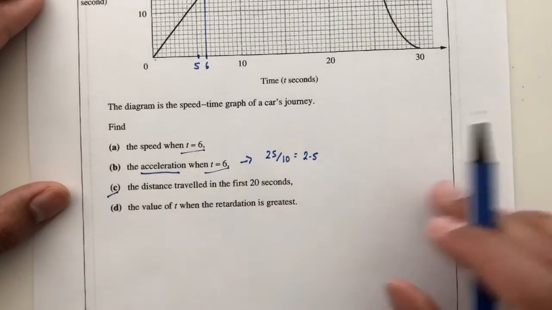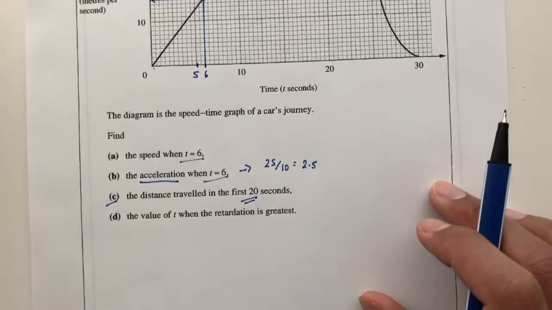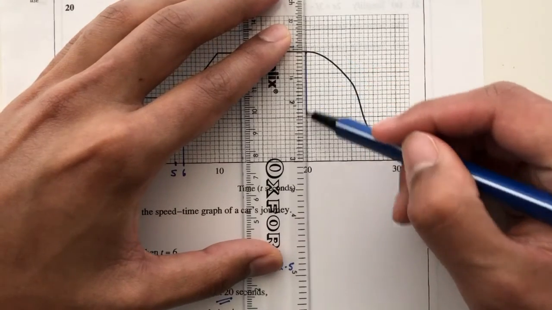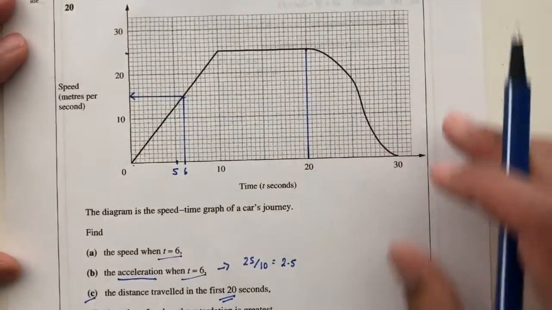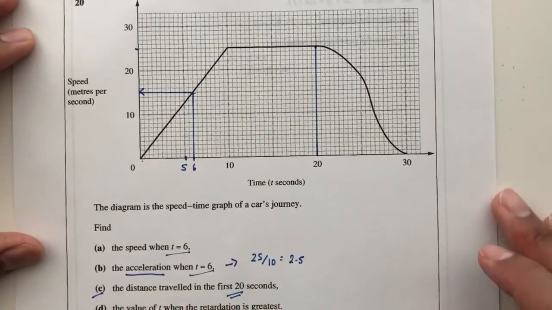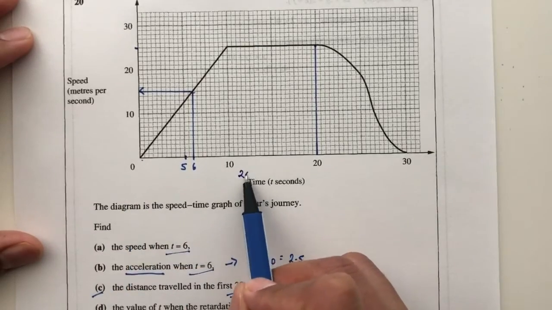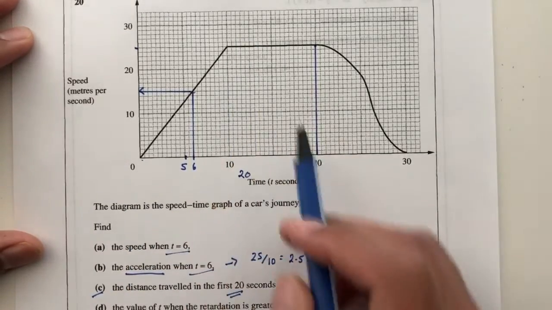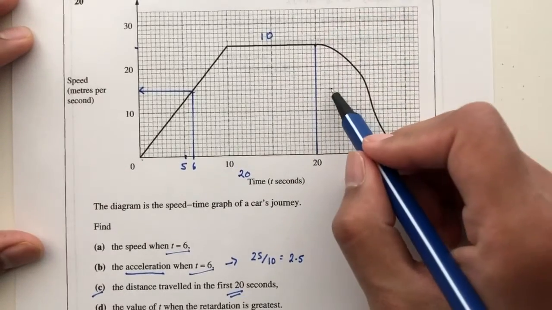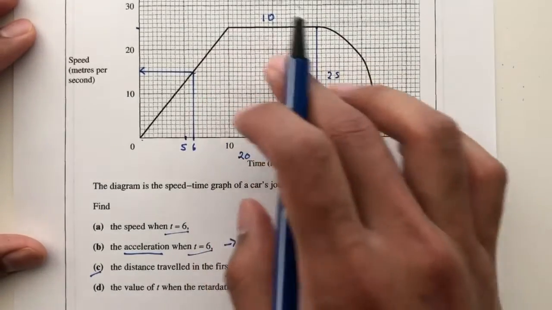So now part C, the distance traveled in the first 20 seconds. So let's see. For the first 20 seconds, as we know, the distance traveled is basically the area under the graph, and this area here is the area of a trapezium. The base length is 0 to 20, that will be 20, and here is 10 to 20, that will be 10. So the height in between will be 25.